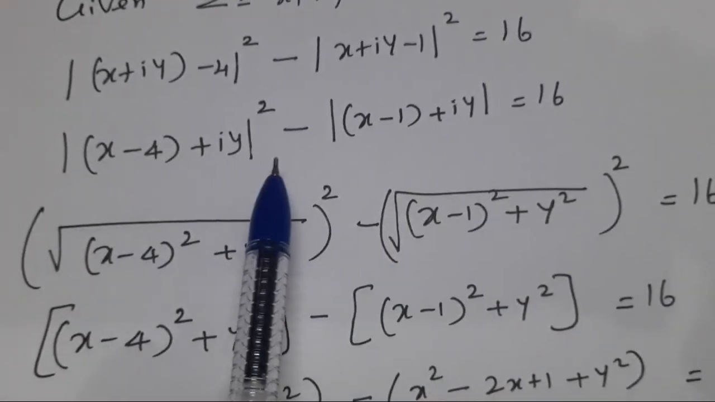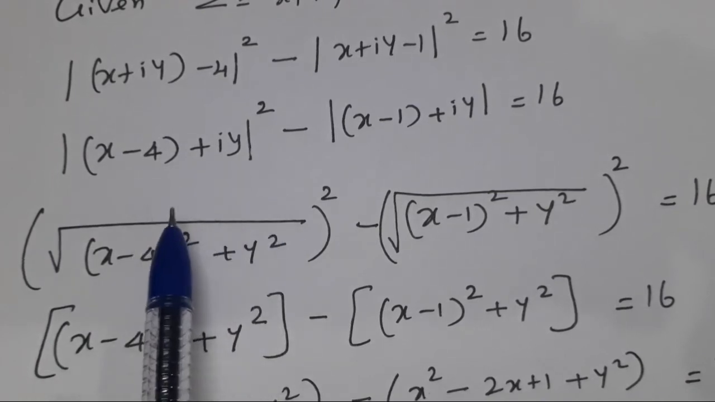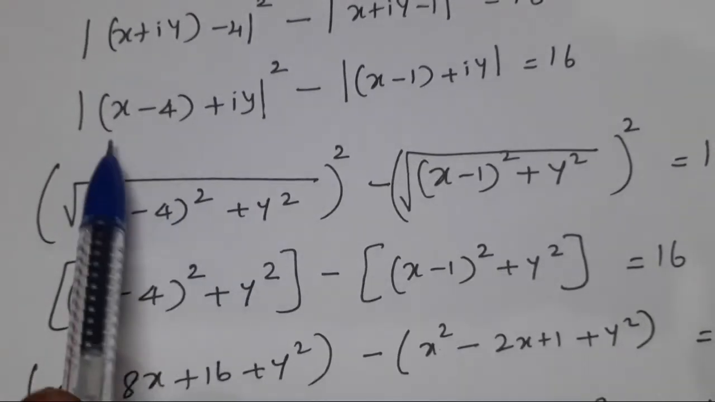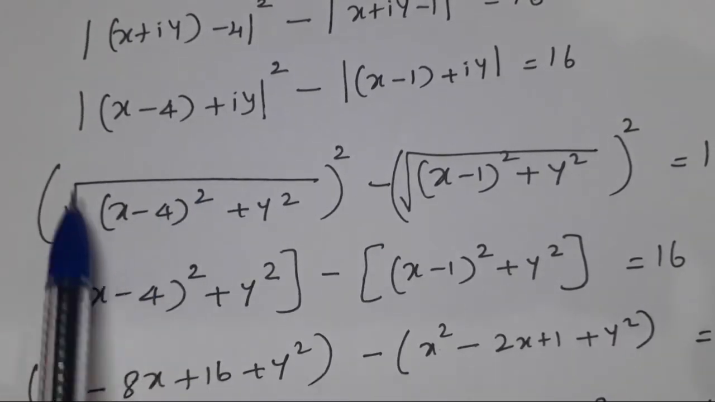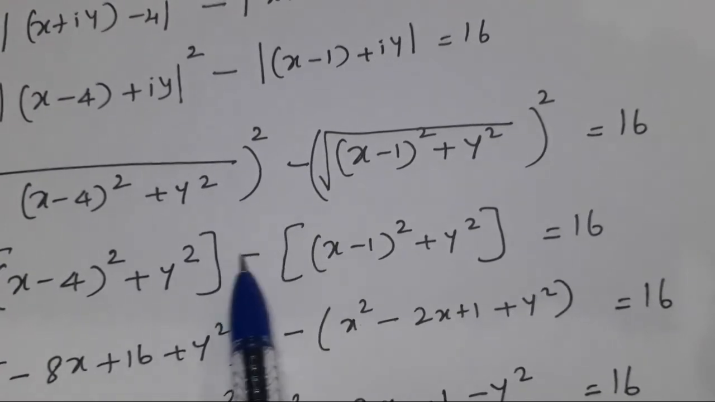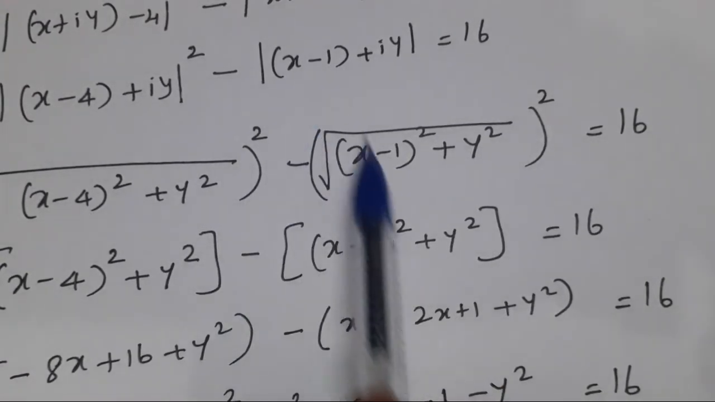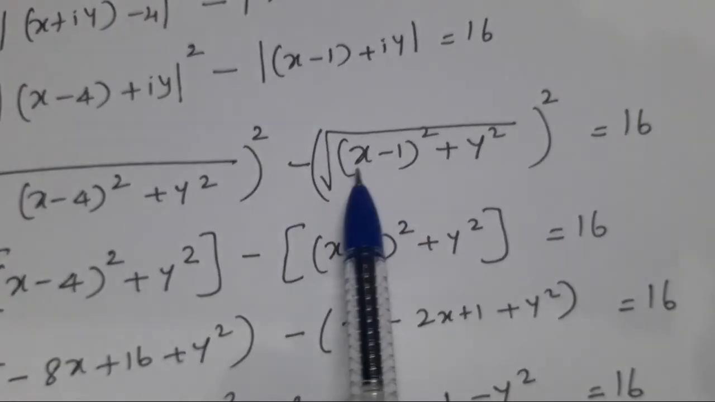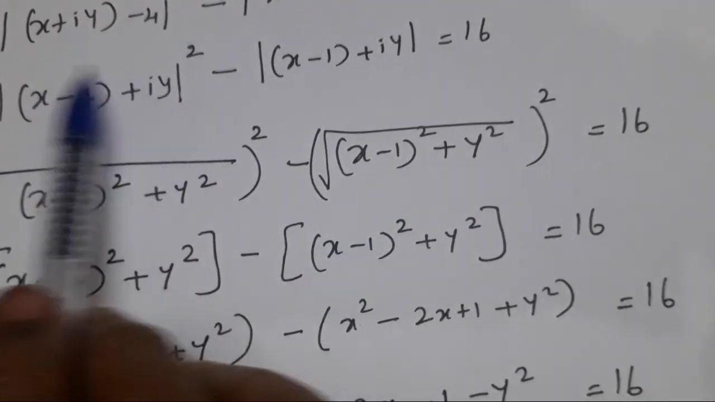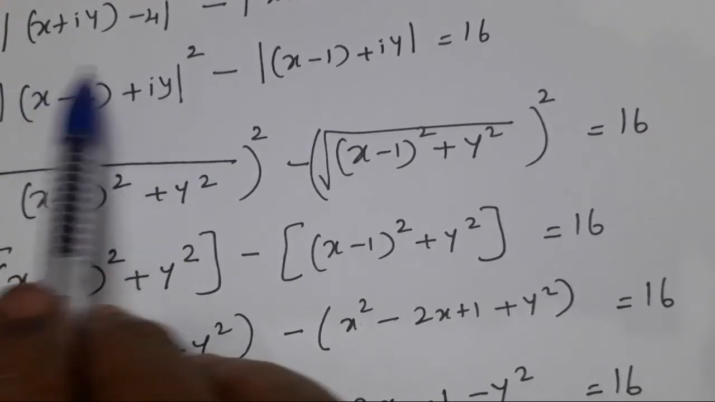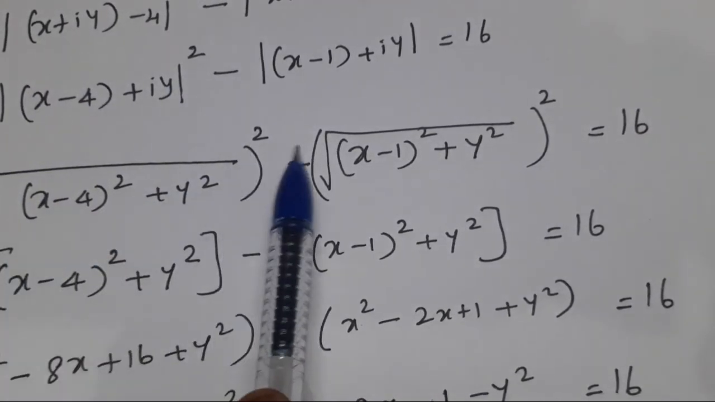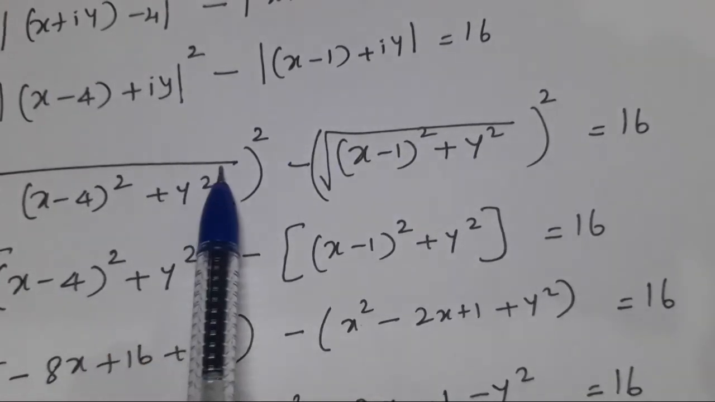Now modulus is nothing but what? Modulus of x plus iy is nothing but root of x square plus y square. Similarly, this is the square root of x minus 4 the whole square plus y square. Here also, middle having minus sign. Here also the square root of x minus 1 the whole square plus y square. Squaring: already modulus value we have, the whole modulus having the square. So the square root to whole modulus we get the square. Square already in the question itself given.